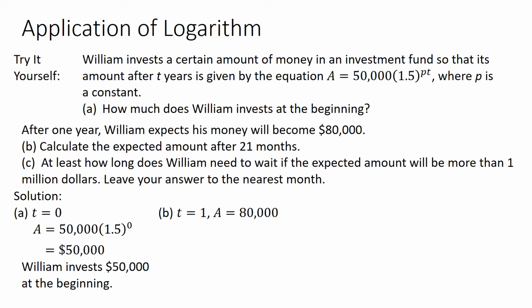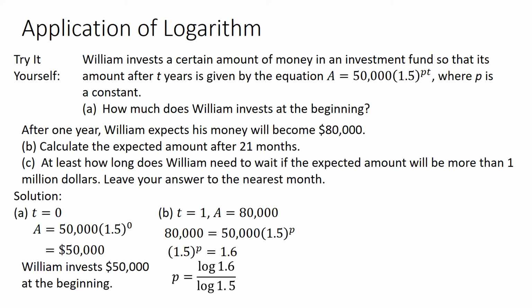For B, we can get t equals 1 and A equals 80,000. So substitute the values into the equation, which becomes 80,000 equals 50,000 times 1.5 to the power p. So 1.5 to the power p will equal 1.6. Now from here, we can log both sides and we get p equals log 1.6 over log 1.5. And pressing the calculator will get us 1.159. So that means A equals 50,000 times 1.5 to the power of 1.159t.